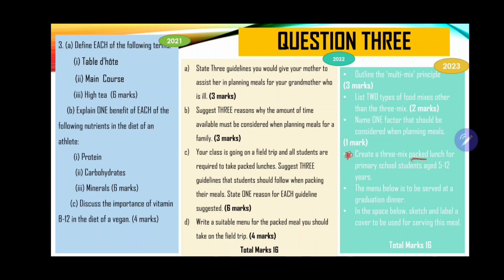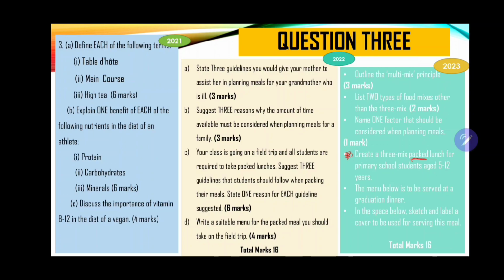Right? Now that last part, 3C, states, discuss the importance of vitamin B12 in the diet of a vegan. We all know that vitamin B12 is very, very important. Vegans are strict vegetarians, and B12 you can only get from red meat, right? Now you're supposed to discuss the importance of vitamin B12. So you look at the function, what it does to our body, the sources, and explain then why it is important in the diet of a vegan. So vegans are prone to being deficient because they do not consume red meat at all, right?